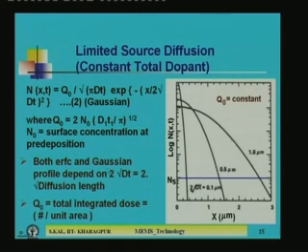Now, both the error function and Gaussian profiles depend on 2 root Dt, that is, 2 multiplied by the square root of the Dt product, which is sometimes known as the diffusion length. Q0 is the total integrated dose, that is, the number of impurity atoms per unit area. So these are the two kinds of diffusion. Normally, in diffusion technique, we use two-step diffusion. One is known as pre-deposition diffusion and the other is known as drive-in diffusion. Pre-deposition is controlled by error function diffusion, and drive-in diffusion is controlled by the Gaussian profile.